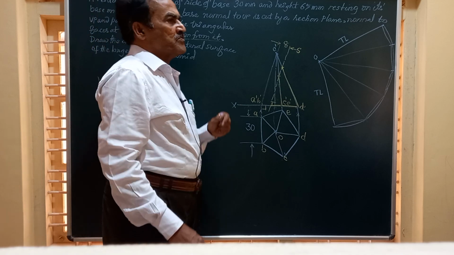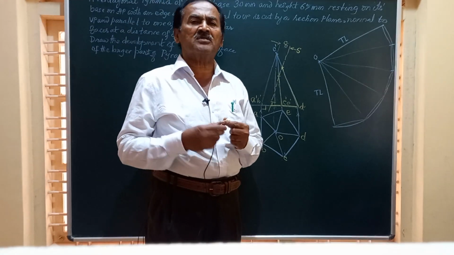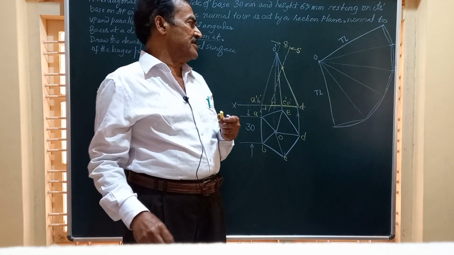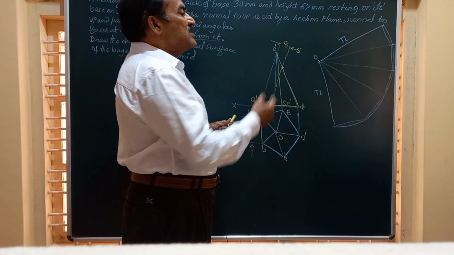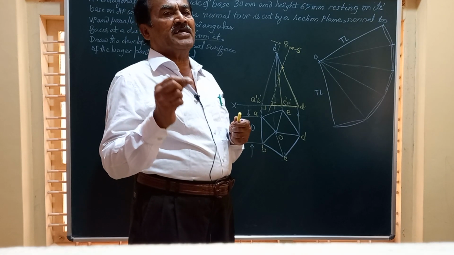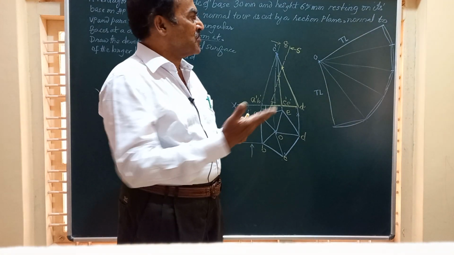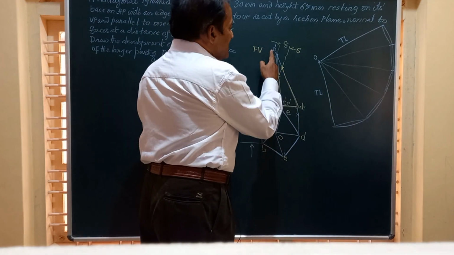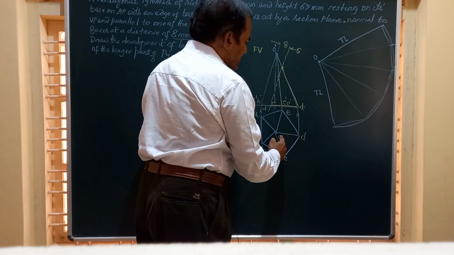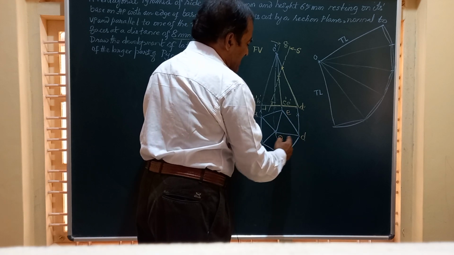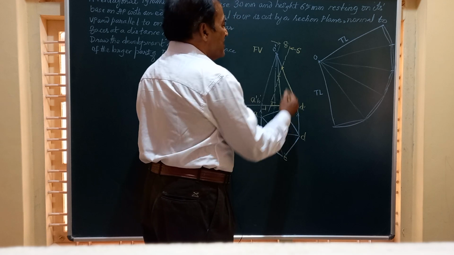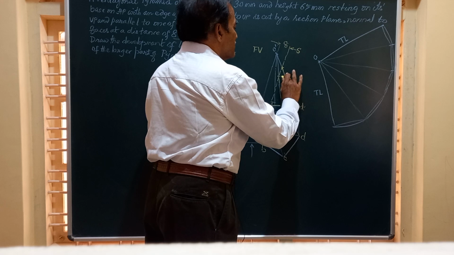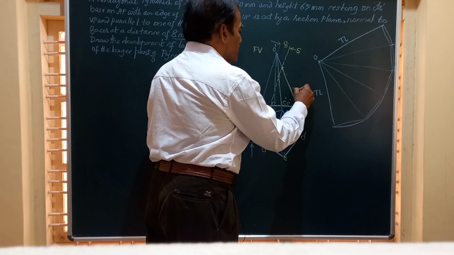And friends, you know very well that always the developments are drawn to the actual size or the true size of the solid. Here friends, we have got 5 slant edges, O dash, A dash, O dash, B dash, etc. And if you observe the front view of the solid, you find that this slant edge O dash, D dash, which is represented by OD in the top view, is parallel to VP, and hence this will give you the true length. I will mark it as true length somewhere here.